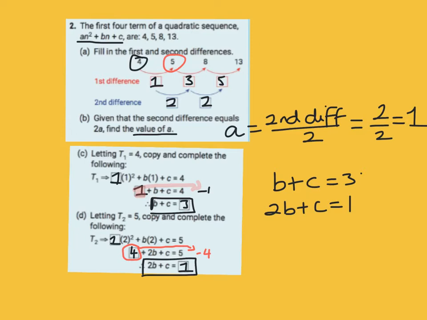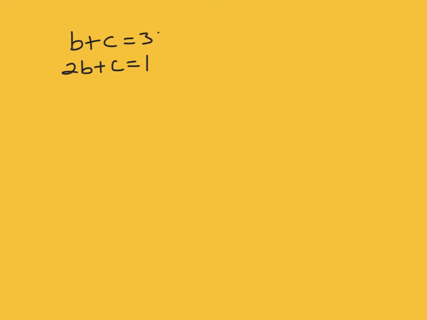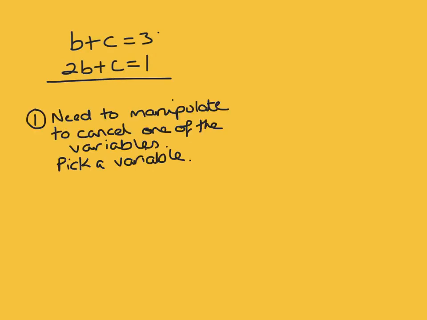So we're going to take those two equations now and we're going to solve them simultaneously. When we're looking at solving simultaneous equations, our first step is to manipulate to cancel one of the variables. What you need to do is just pick a variable. When we talk about variables, we're talking about the b's or the c's. In this case, I'm just going to pick the b's. I'll show you a question later where I pick c. It doesn't matter which one you pick, as long as you multiply by the correct number.